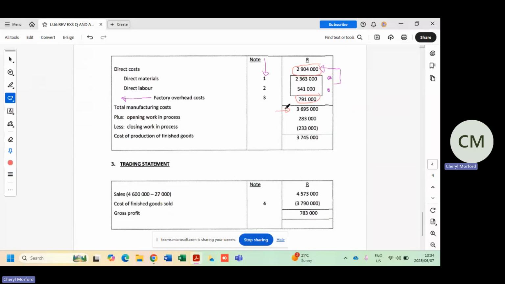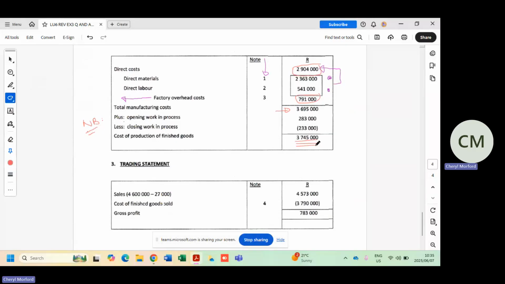Notice what I call it, total manufacturing cost. Then NB, the two items over here that I've just discussed. We're going to add in your opening work in process from your opening balances, but take out the closing work in process because it does not form part of the cost of this year. Final line gives me cost of production of the finished goods. There we have it. So during 2023, it cost $3,745,000 to produce the finished goods.